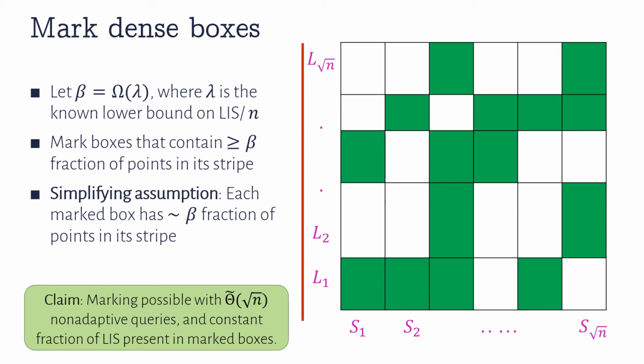We additionally show that such a marking is possible with theta tilde root n non-adaptive queries, and after this marking, a constant fraction of LIS is present in these marked boxes. This is a claim we show in the paper. This implies that it is completely okay to ignore the unmarked boxes because most of the LIS belongs to the marked boxes. So we do that.